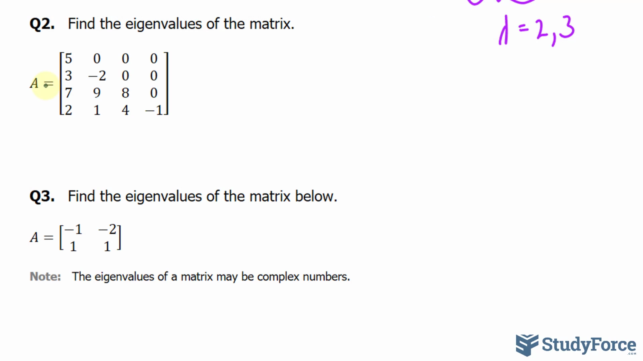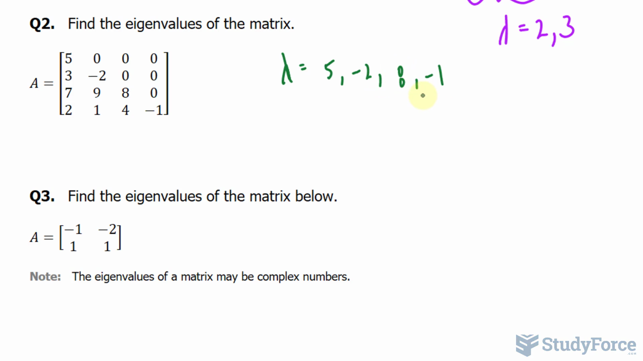Let's continue with question number 2. So it turns out that when your matrix is in a lower triangular form, as is the case here, the eigenvalues, the ones represented by the Greek letter lambda, happen to be the numbers on the main diagonal. So our eigenvalues are 5, -2, 8, and -1.